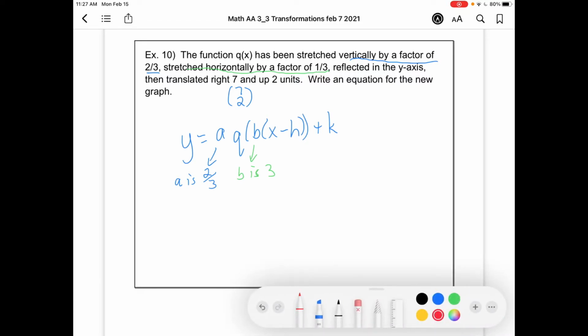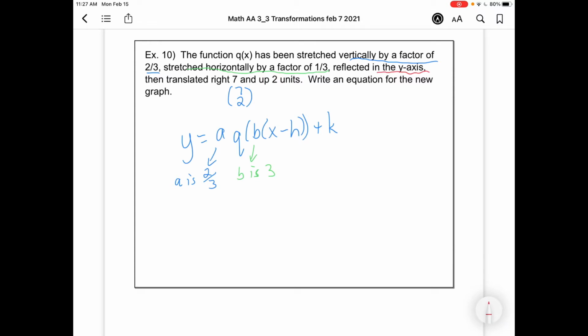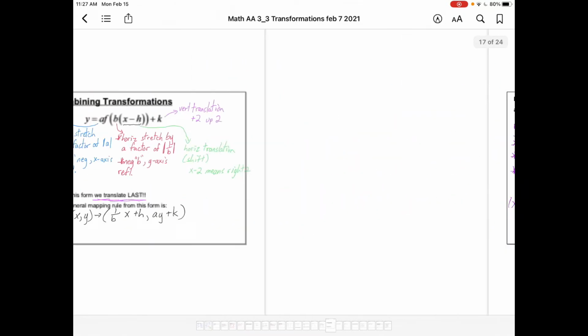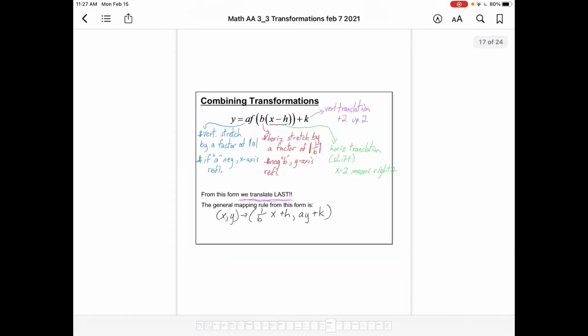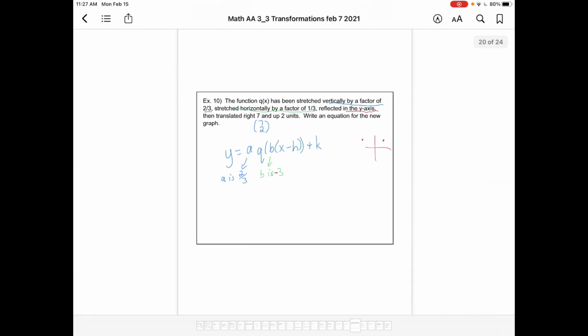Reflected in the y-axis. So to get flipped through the y-axis, go from one side of it to the other, that means that this b value must be negative. And let's check that out from the original sheet of all the transformations. You can see there in red, it says negative b means a y-axis reflection. That's because reflecting through the y-axis changes your x value.